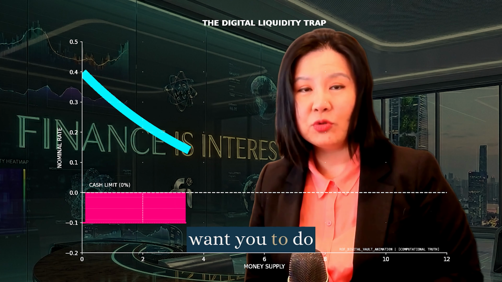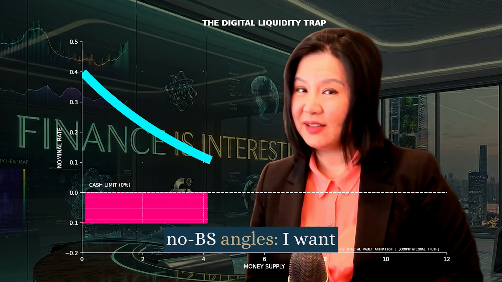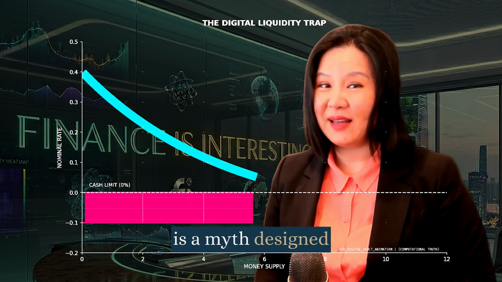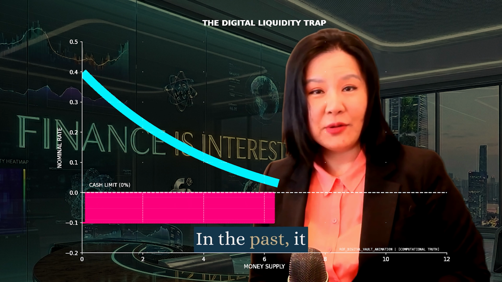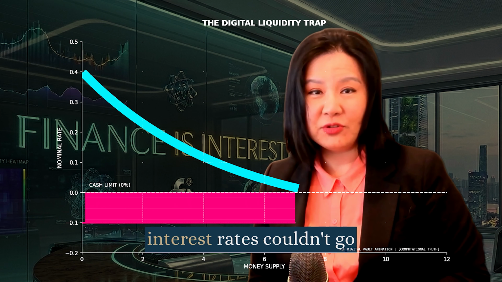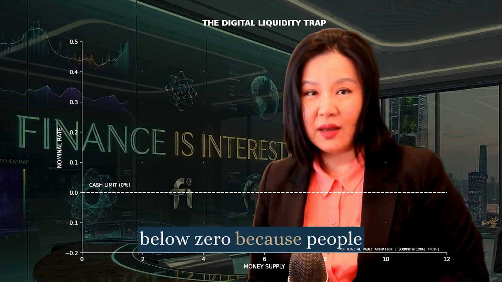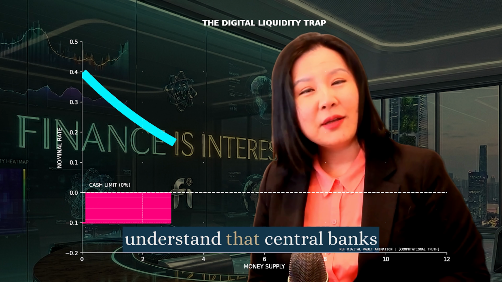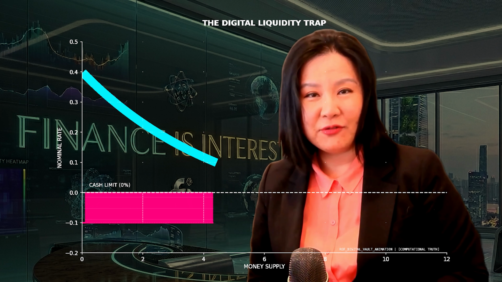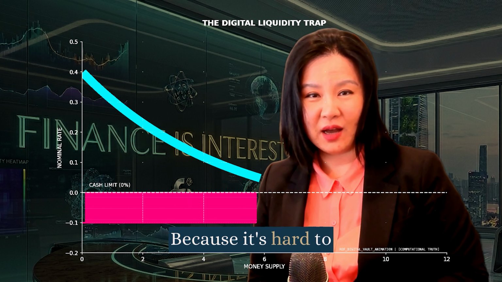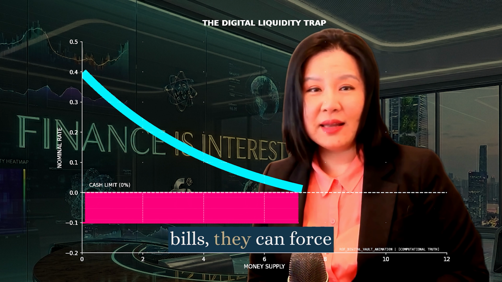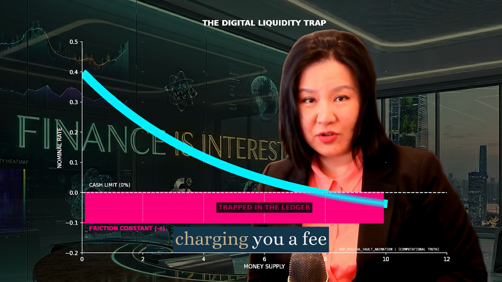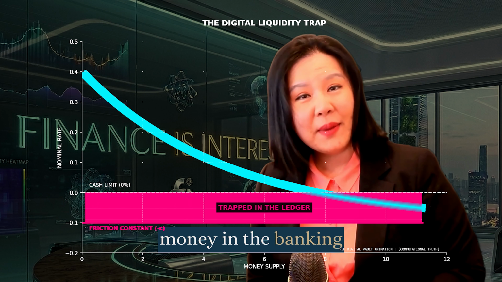Here is what I want you to do given all of these no BS angles. I want you to recognize that the zero lower bound is a myth designed to keep you trapped. In the past, it was assumed that nominal interest rates couldn't go below zero because people would just hold physical cash. It is crucial you understand that central banks have discovered the convenience value of digital money. Because it's hard to store millions in paper bills, they can force negative interest rate policies, NIRP, on you, essentially charging you a fee to keep your own money in the banking system.